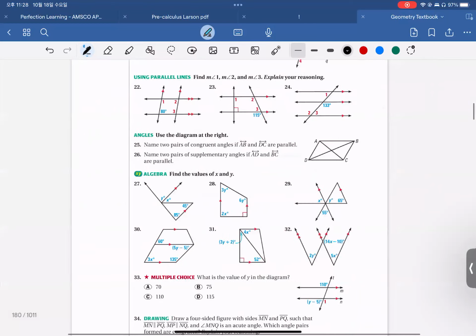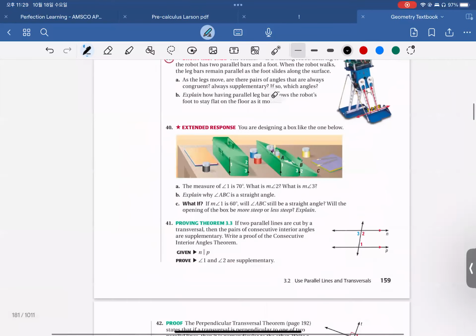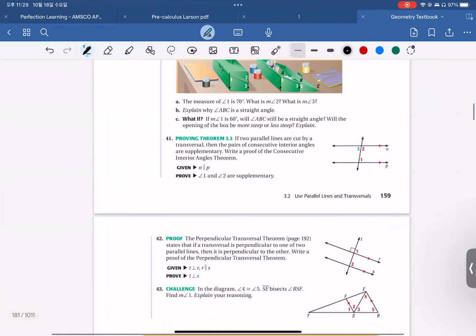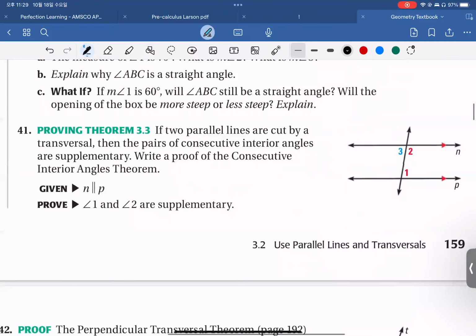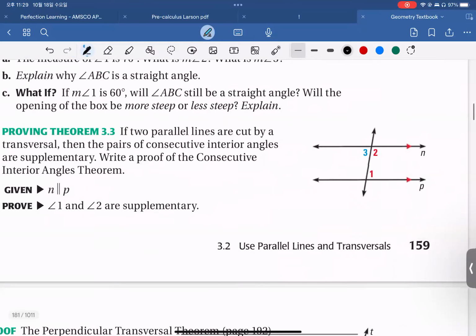And this is honestly pretty simple, but let's look at a quick proof. Looking at 41: if two parallel lines are cut by a transversal, then the pairs of consecutive interior angles are supplementary. So our proof of the consecutive interior angles theorem, and we're given that these two lines are parallel.